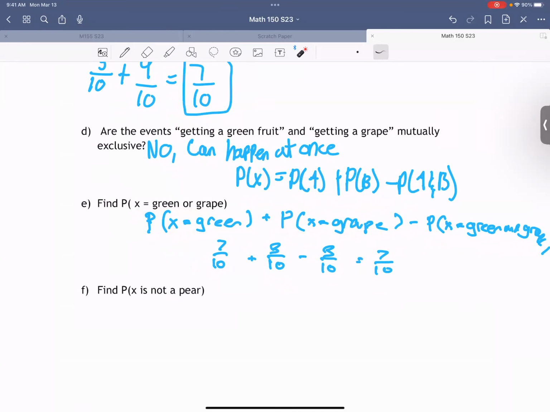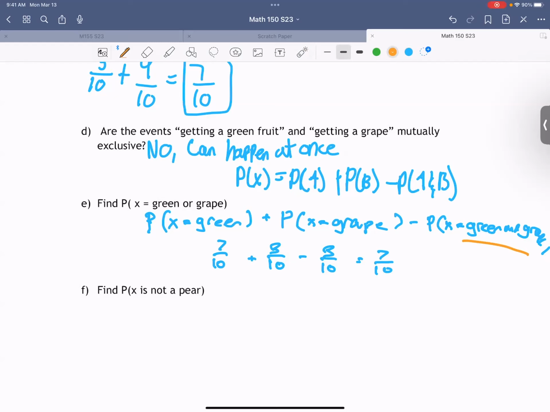Perfect job. All right, any questions so far? Yes, did you have a question? How do I know that... Yeah, so the probability that something's green and a grape, let's think about that situation. If I have a grape, then it's definitely going to be green. So that's definitely in that green and grape category.